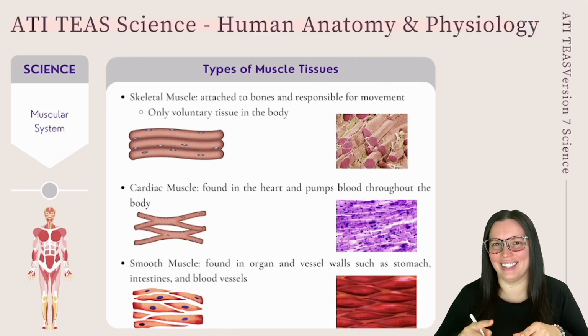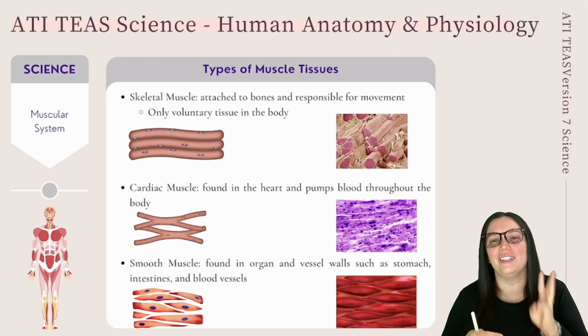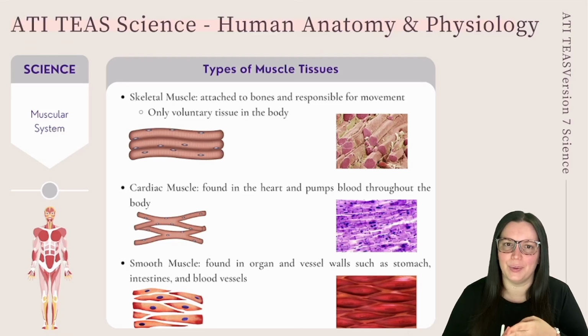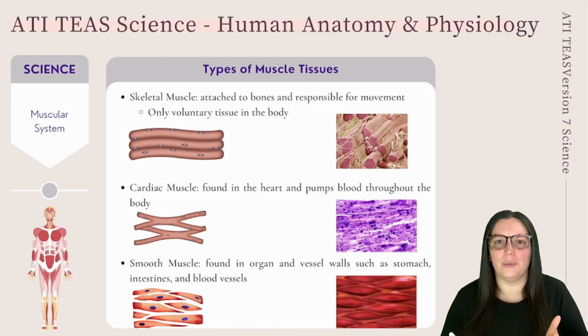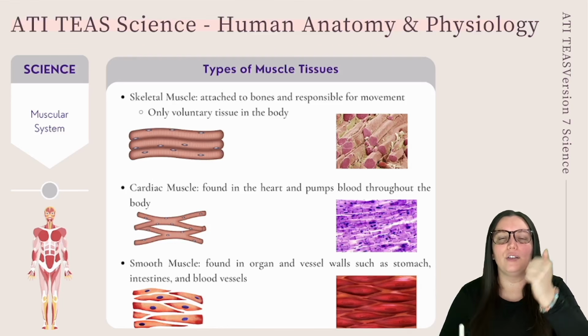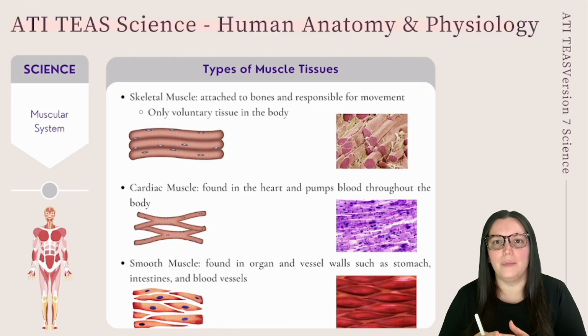Let's get muscular. Let's talk about different types of muscle tissue. So there's 3 different types. We have skeletal, we have cardiac, and we have smooth. So beginning with skeletal muscle, this is what is attached to bones and is responsible for the movement of our body. Think skeletal movement of the body. These muscles are striated and very strong. The muscles are the only voluntary tissue that's found within the body.